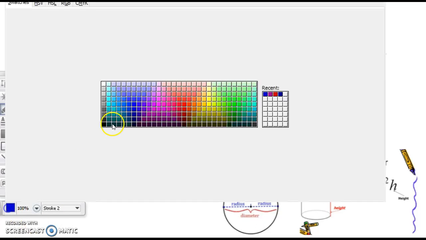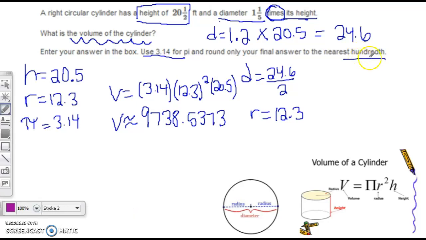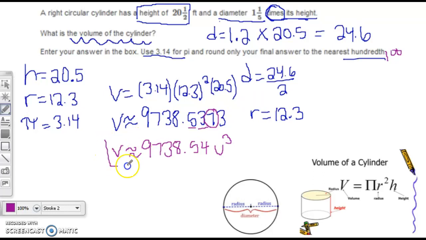But I want to make sure that I round it correctly. It says to round to the nearest hundredths. Remember, hundredths has two zeros, so you want to go over 2 decimal places. Look at the number behind it. That 7 is 5 or higher, so that's going to make that 3 go up to a 4. So that should be your answer. And volume is always units cubed.